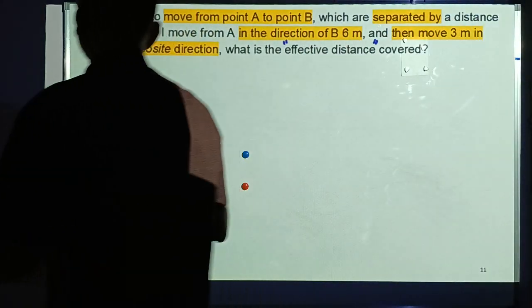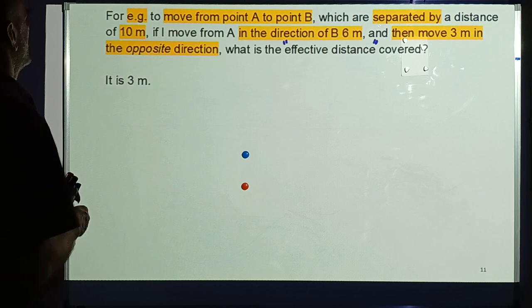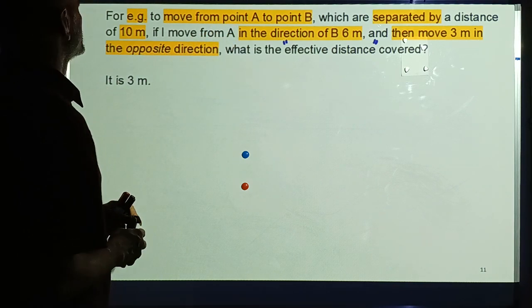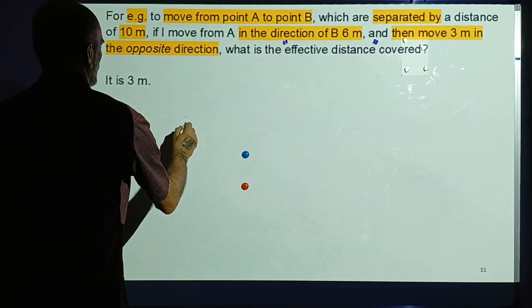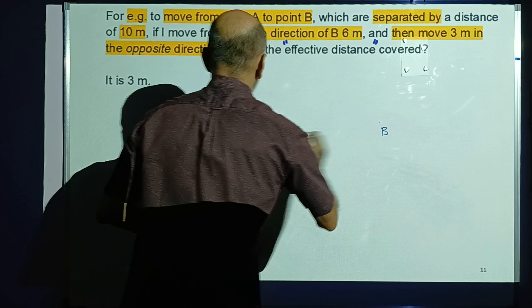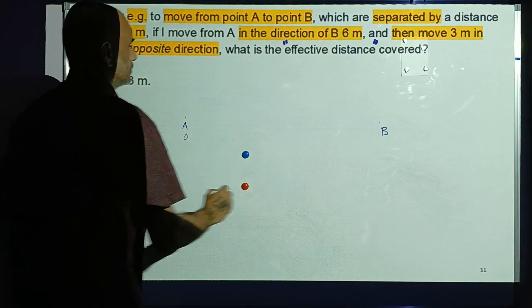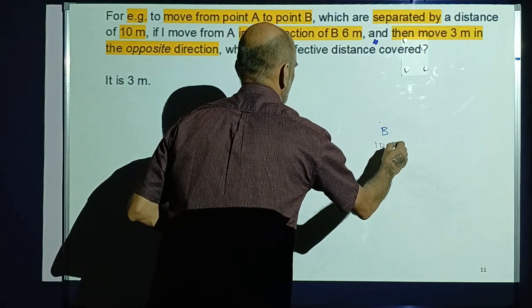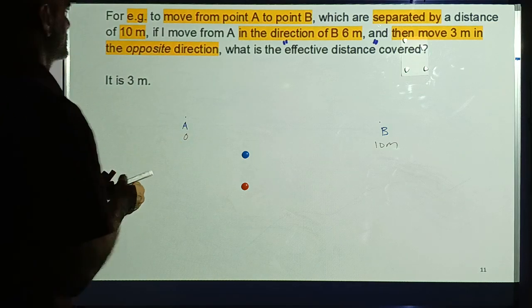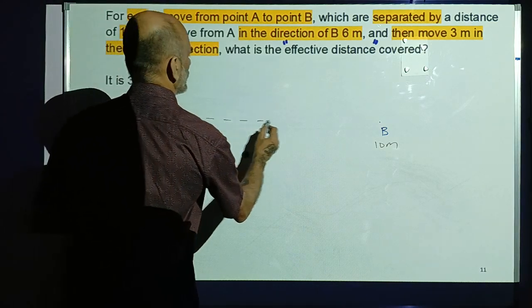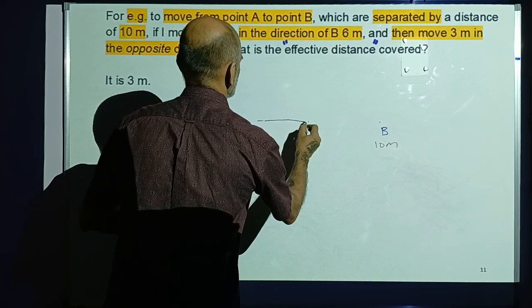Then we consider a simple example to appreciate the significance of direction. Move from point A to point B, which are separated by a distance of 10 meters. So point A, point B, distance is 10 meters. So if you consider this as origin, this is 0, and the 10-meter point will be here. So if you move from A in the direction of B, 6 meters, so from A I'm moving. See, this is the 6-meter position. So up to this point I'm moving.